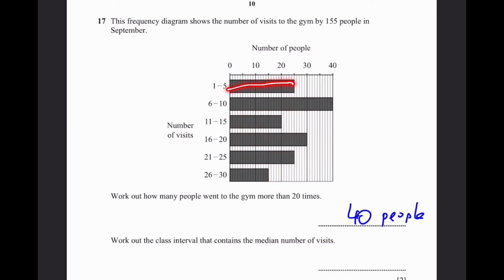So we have 25, 65, and then after the third one, we have 85 people, which means the 78th person is somewhere in between 11 to 15 visits. That means the class interval is 11 to 15.